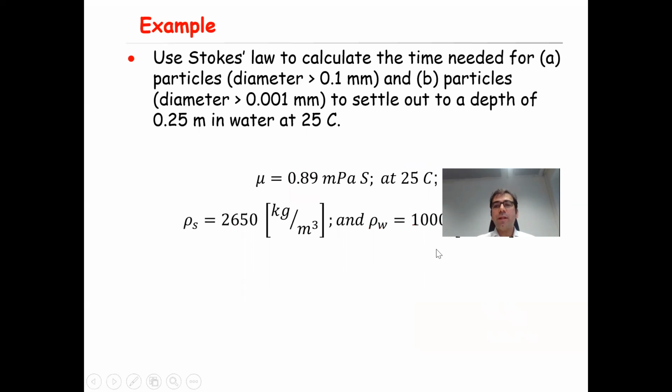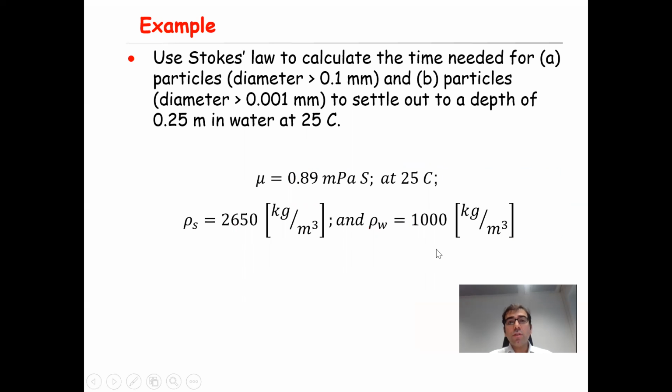Let's solve an example here: use Stokes law to calculate the time needed for particles with diameter larger than 0.1 millimeter and particles with a diameter larger than 0.001 millimeter to settle out to a depth of 0.25 meter in water at 25 degrees. At 25 degrees, the viscosity of water is 0.89 millipascal second. The particle density is 2,650 kilograms per cubic meter, given in the question, and the density of water is 1,000 kilograms per cubic meter.